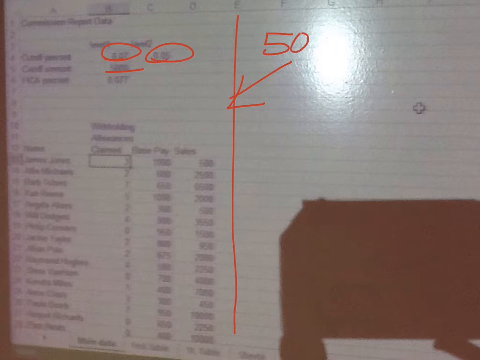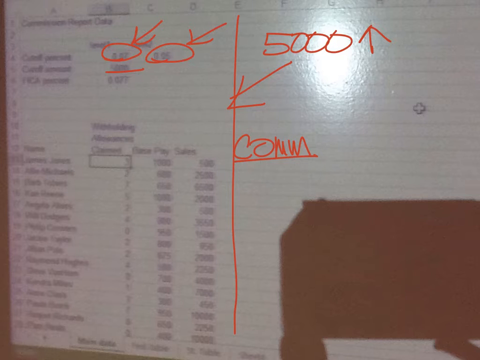Then we finished up with another group project. I gave the instructions in class. They got these cutoff percents and cutoff. We said if it was 5,000 or more, then they got 7%. Otherwise, they got 5%. So they figured the commission by taking those percentages of the sales. Then they took base pay plus commission and got the gross pay.